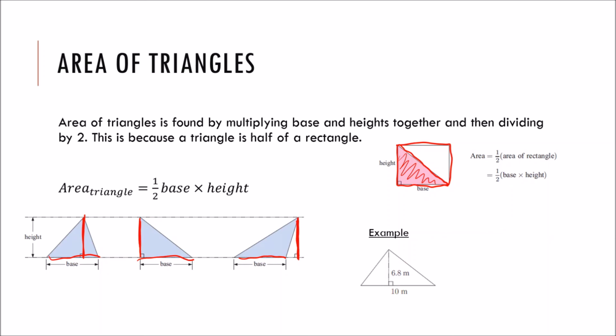So let's look at this example over on the side. I have my area is equal to, using my formula, half times by my base, which was 10, times by my height, which is 6.8. So if I put all of that into my calculator, I get 34. And it is meters squared. Okay, so it's just really important to be able to use your formulas for these types of area questions. Recognize what shape it is, and then substitute all the values you have into the formulas.